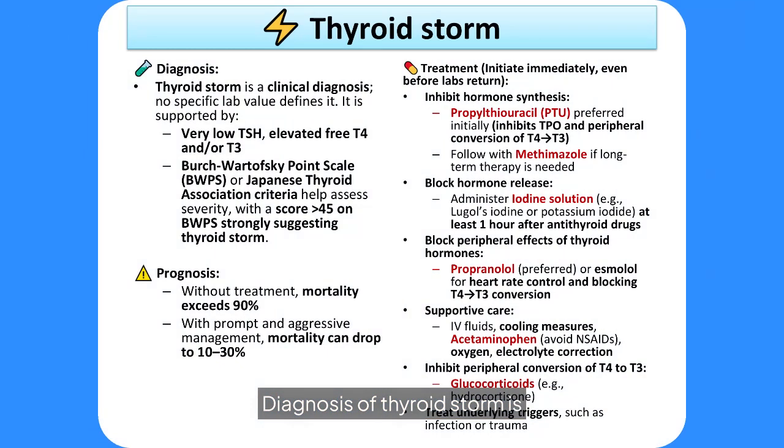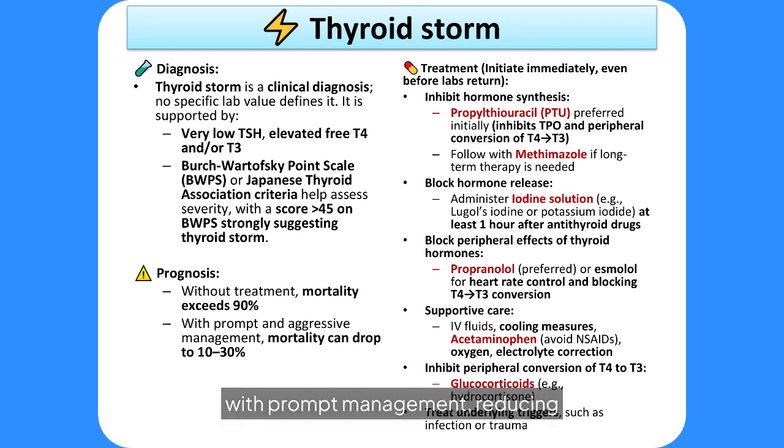Diagnosis of thyroid storm is clinical, supported by very low TSH, elevated T3/T4 levels, and the Burch-Wartofsky score. Treatment involves immediate hormone synthesis inhibition, hormone release blocking, and supportive care.